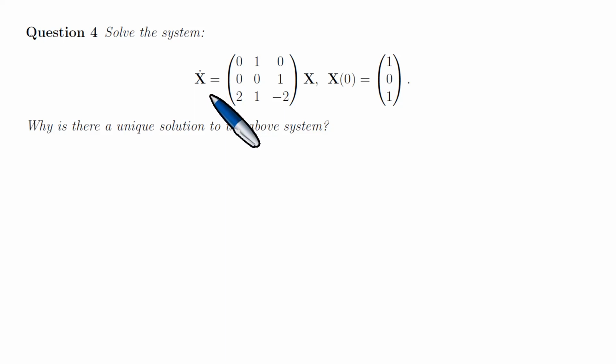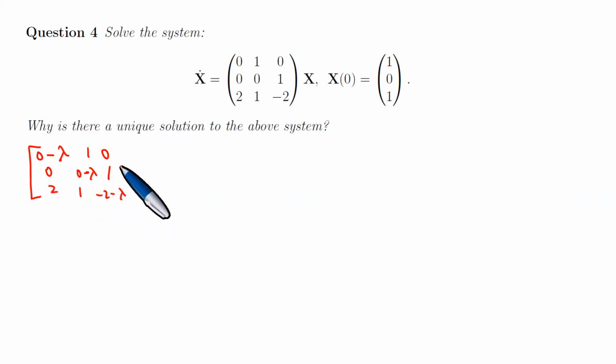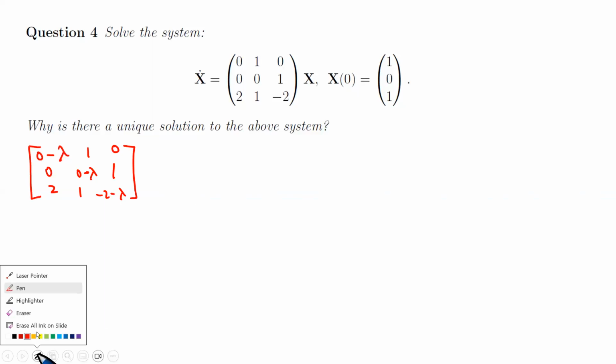So to solve this one now, what we do is we take this matrix here. And we say 0 minus lambda, 1, 0, 0, 0 minus lambda, 1, 2, 1, minus 2 minus lambda. Okay, so we have this. Ideally, we take the determinant of this matrix normally, but obviously, first we find the matrix and then we take the determinant.